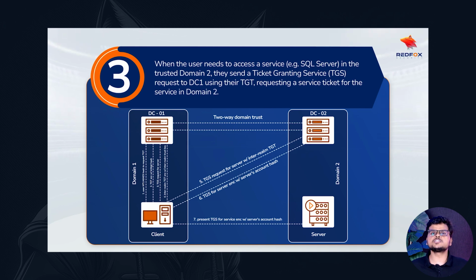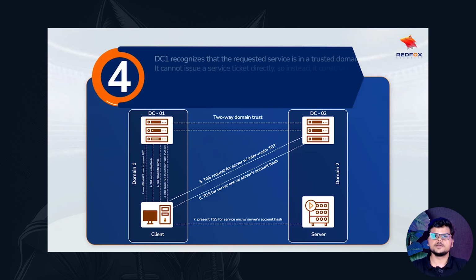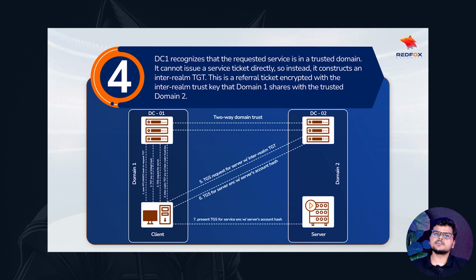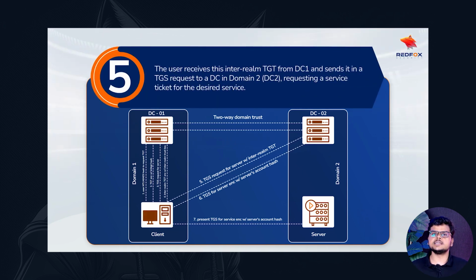Next, when the user needs to access a service, for example SQL Server, in the trusted domain 2, they send a ticket granting service request to DC1 using their TGT, requesting a service ticket for the service in domain 2. Next, DC1 recognizes that the requested service is in a trusted domain. It cannot issue a service ticket directly, so instead, it constructs an inter-realm TGT. This is a referral ticket encrypted with the inter-realm trust key that domain 1 shares with the trusted domain 2. Then, the user receives this inter-realm TGT from DC1 and sends it in a TGS request to a DC in domain 2, which is DC2, requesting a service ticket for the desired service.